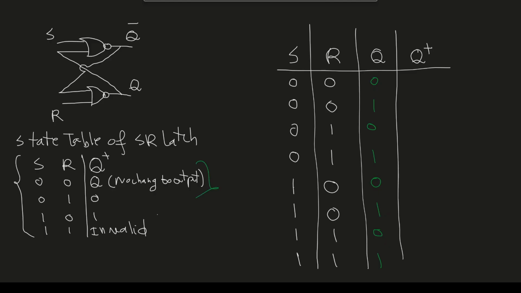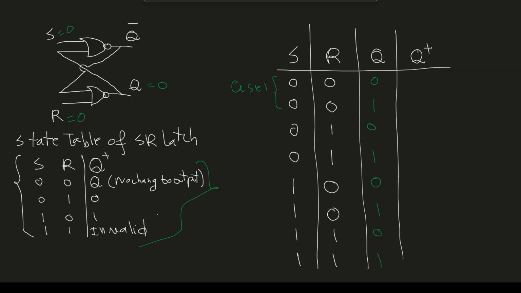So let's prove this output here. Let's start with case 1. So when Q is 0, let's start with the first line, and let's start from our circuit. When Q is 0, and we have, in this case, S is 0 and R is 0.